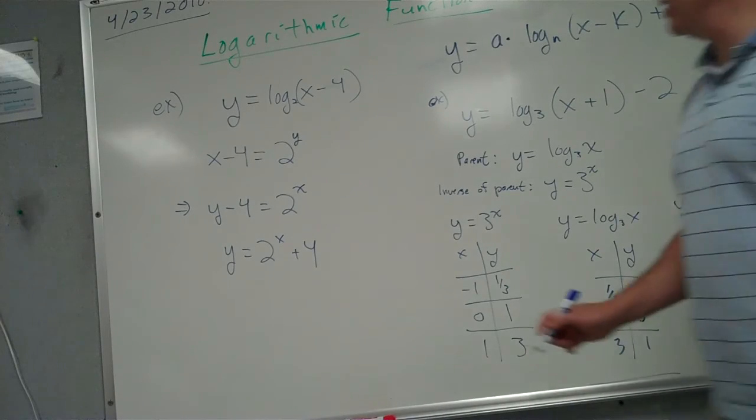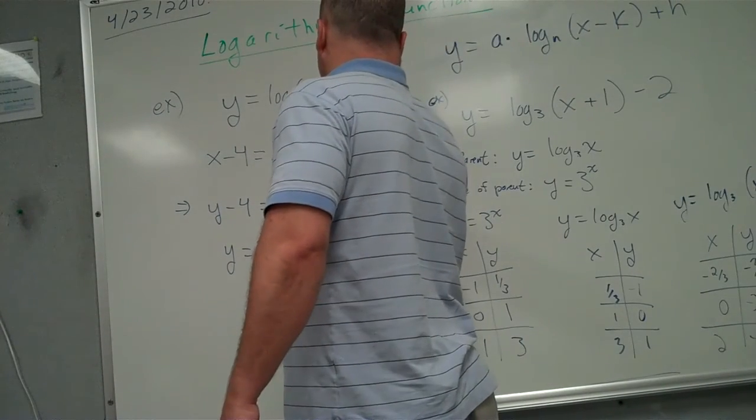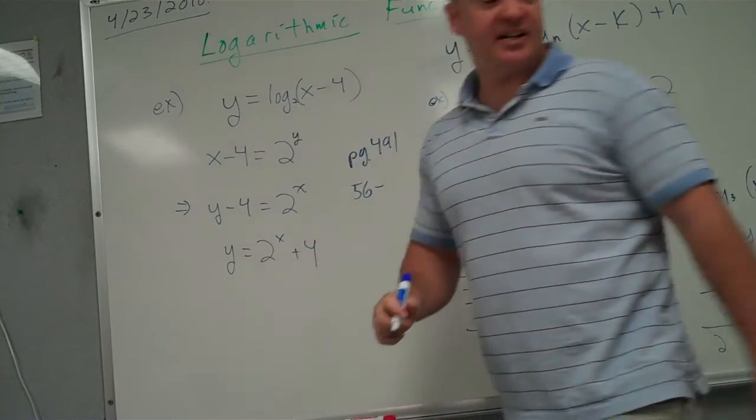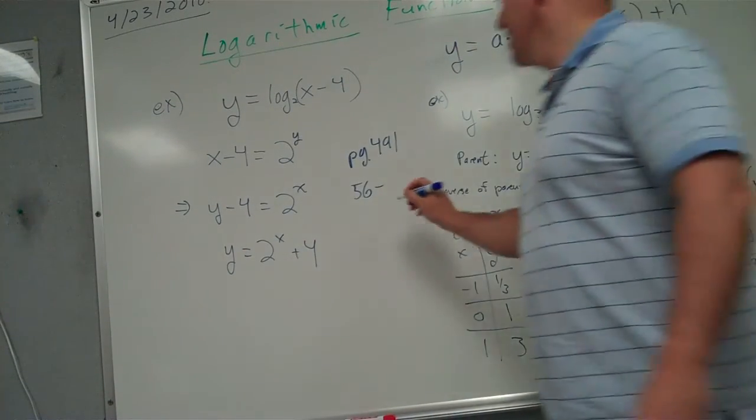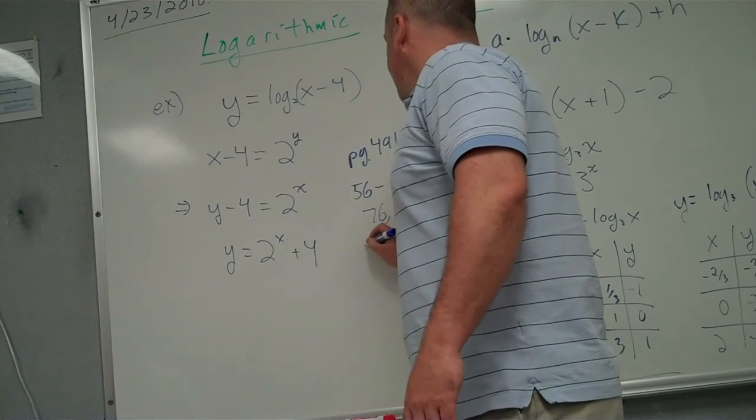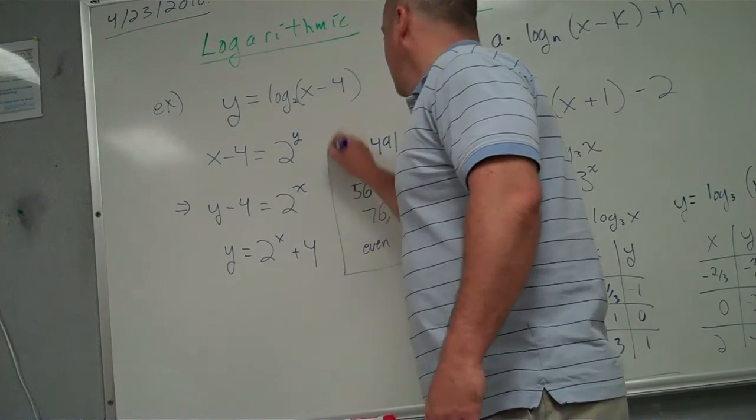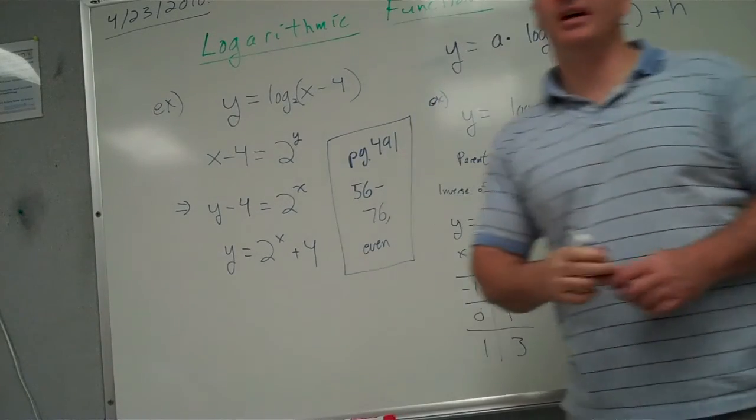The homework is not yet online, but I'm hoping it will be by this afternoon. Page 491, 56 through 76, even. You never do odds. Why is that? Because those answers are in the back of the book.